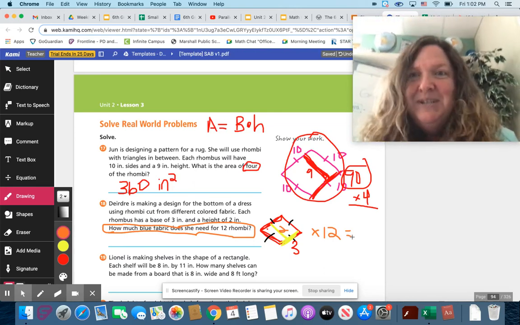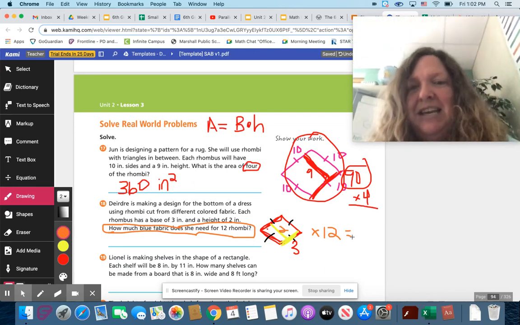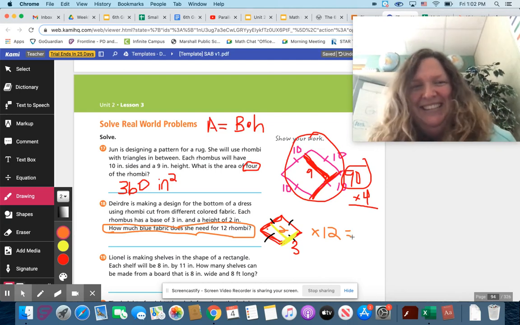Sometimes shapes are easier to see in a certain orientation, and it's absolutely okay. Good luck. See you next time.